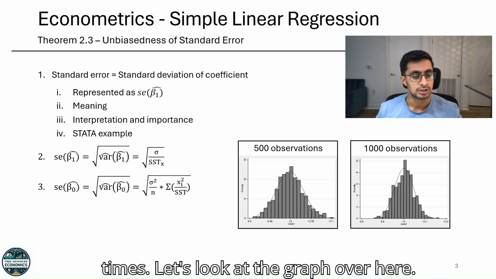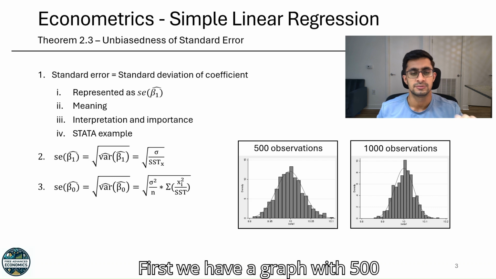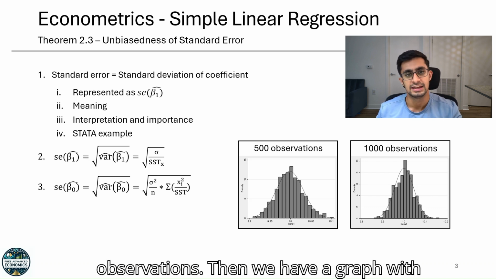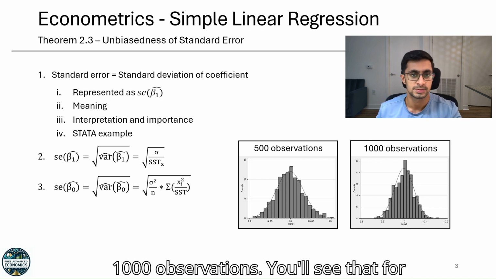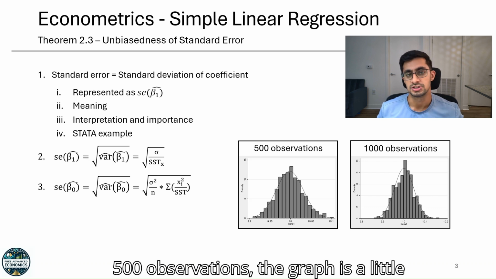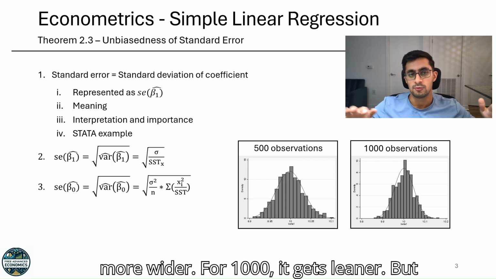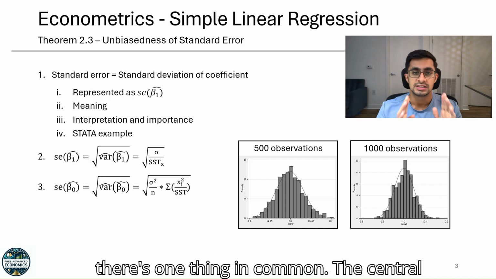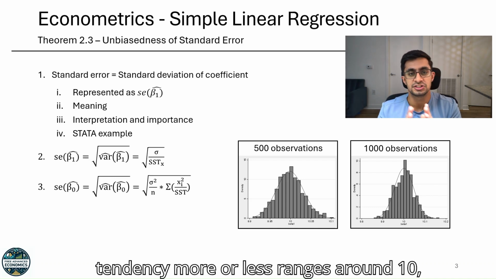Let's look at the graph over here. First, we have a graph with 500 observations. Then we have a graph with 1000 observations. You'll see that for 500 observations, the graph is a little wider. For 1000, it gets leaner. But there's one thing in common: the central tendency more or less ranges around 10.